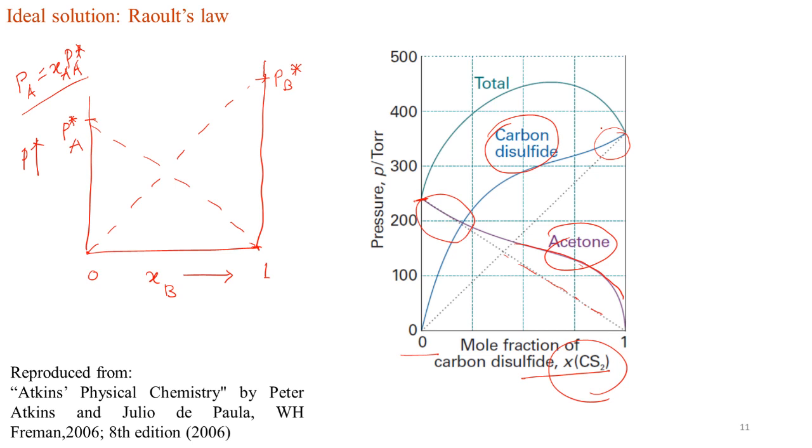So what we see from the picture of Raoult's law is very important. If you think in terms of the solute, say carbon disulfide, initially when we are adding carbon disulfide into acetone, when the mole fraction is very small, it is a solution of carbon disulfide in acetone, where acetone is the solvent. That is a very dilute solution with respect to carbon disulfide, and in the dilute solution limit, it actually works very nicely.